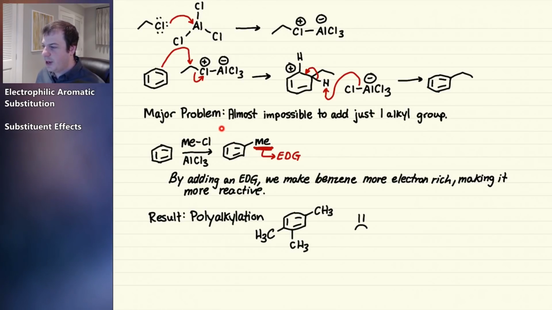We discussed that there was a major problem with Friedel-Crafts alkylation, and that it was almost impossible to add just one alkyl group. Because the benzene ring gets an alkyl group added, and because alkyl groups are electron donating groups, with each Friedel-Crafts alkylation we make the benzene more electron rich. And since the benzene's acting as a nucleophile, if we make it more electron rich, we're going to make it more reactive. The result is polyalkylation, and it's very difficult to add just one methyl group, because once you add the first methyl group, the benzene wants to react again with the alkyl halide and the aluminum trichloride catalyst to add multiple methyl groups to the benzene ring.